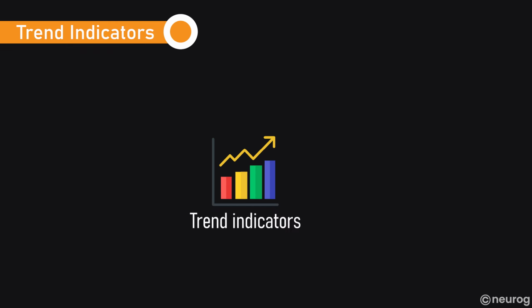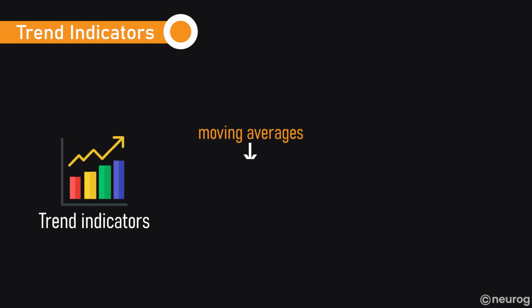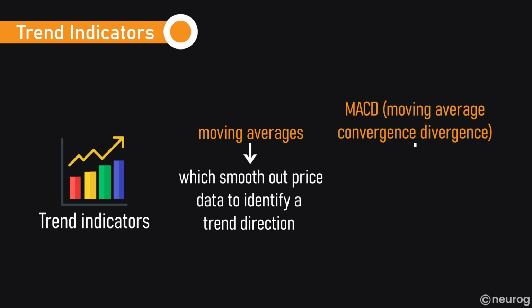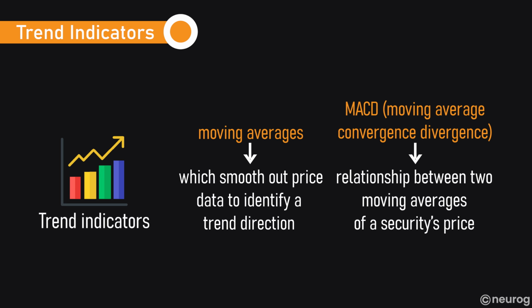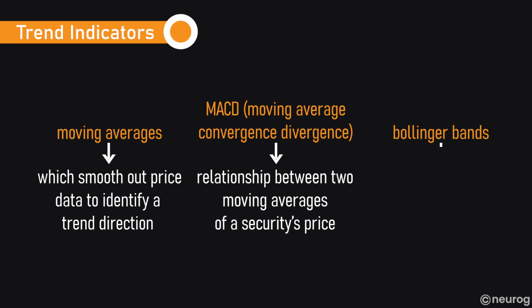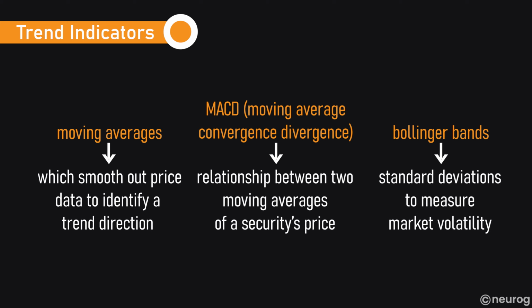Among the most popular trend indicators are moving averages, which smooth out price data to identify a trend direction, and the MACD, moving average convergence divergence, which shows the relationship between two moving averages of a security's price. Another important trend indicator is Bollinger Bands, which use standard deviations to measure market volatility.